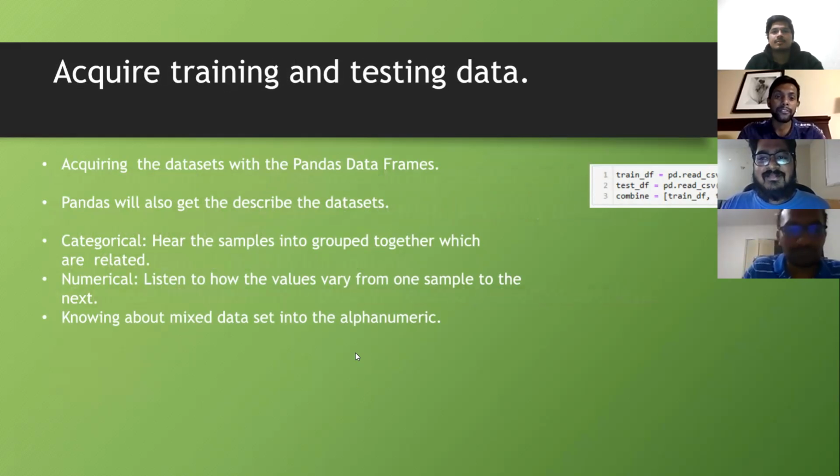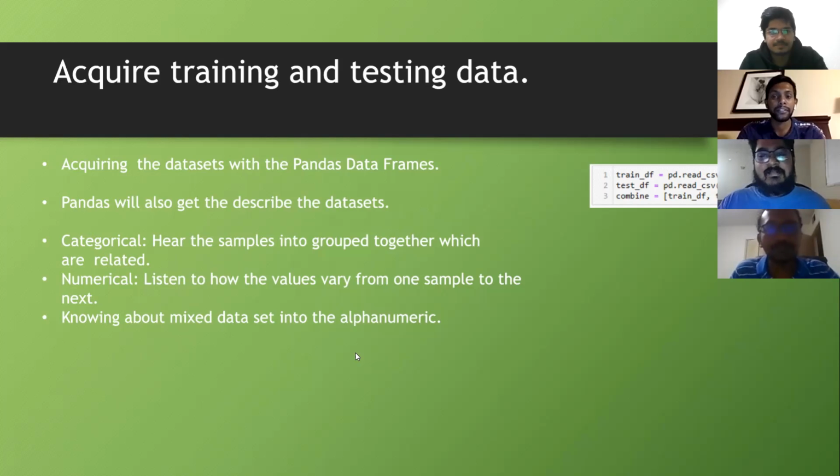Now I am going to discuss the acquired training and testing data. In this PPT, we have taken two data sets: one is train.csv and the other is test.csv. First, we will train on the data, later we'll send it to test, and finally we'll combine both the data sets. Next slide, please.